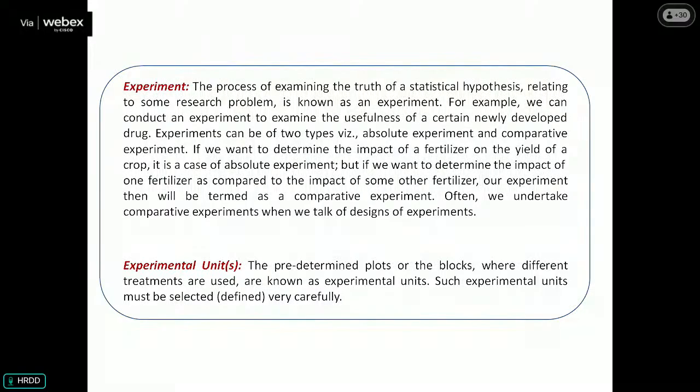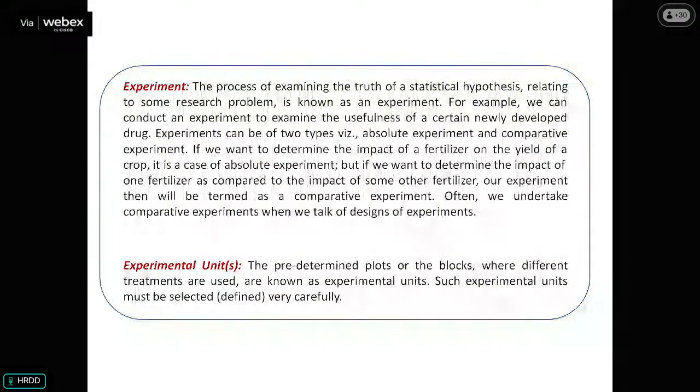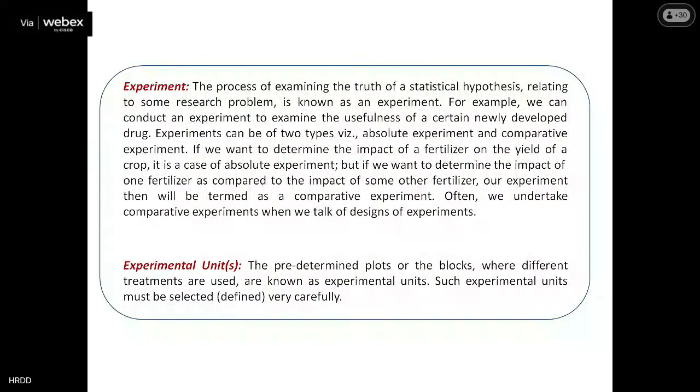Experiments can be of two types: absolute experiment and comparative experiment. If you want to determine the impact of a fertilizer on the yield of a crop, it is a case of absolute experiment. But if we want to determine the impact of one fertilizer as compared to the impact of another fertilizer, our experiment will then be termed a comparative experiment. Often we undertake comparative experiments when we talk of design of experiments.